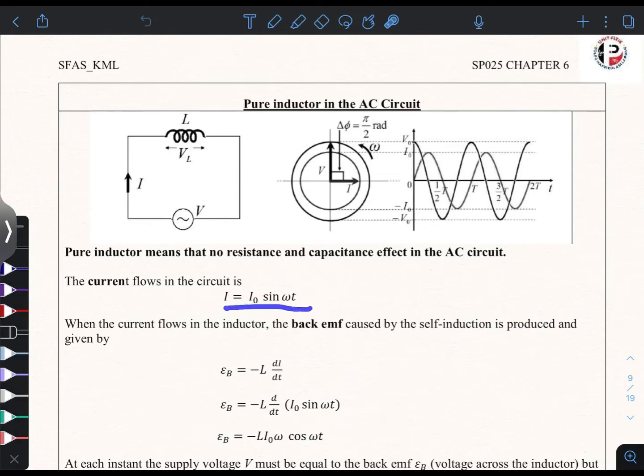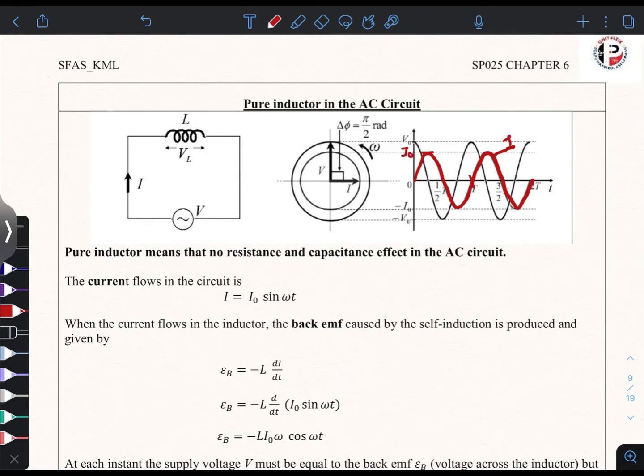The current flowing in the circuit is given as I equals I naught sine omega t. So whatever current is flowing inside here is alternating. I equals I naught sine omega t will produce a sine graph here. This is the graph for I. Let me use the red color to show you the graph of I. So this is our I. The maximum current that we reach here is I naught.